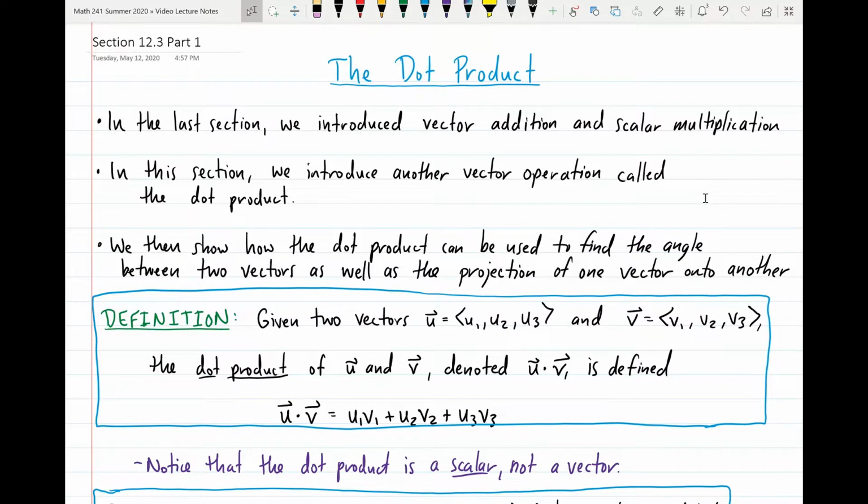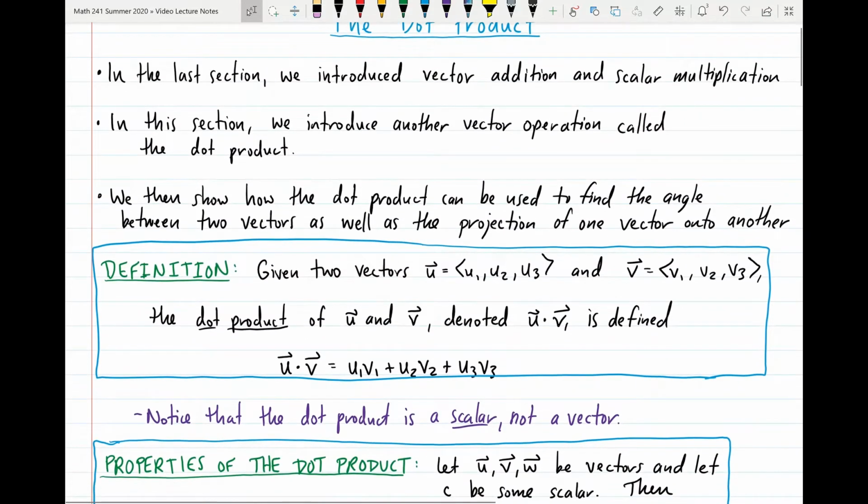So in this video we're going through section 12.3, at least the first half of it, and section 12.3 is on the dot product. In the last section, the last video, we introduced 2 types of vector operations. We had vector addition as well as scalar multiplication. But in this section, we introduce another kind of vector operation, and this one is going to be called the dot product.